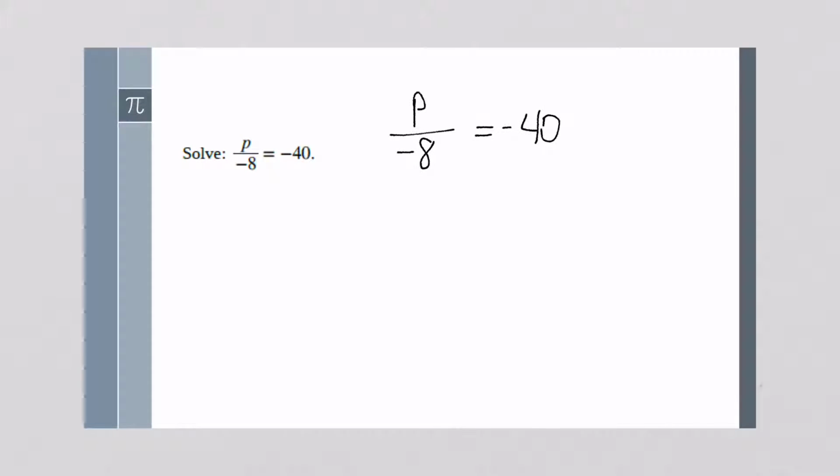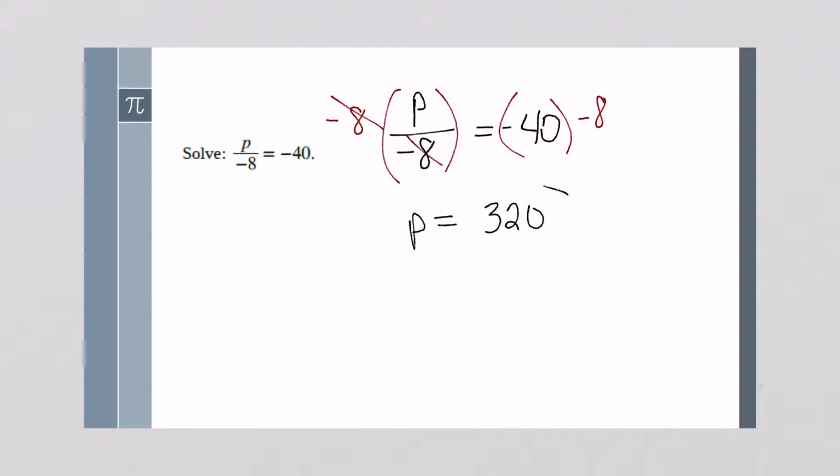Okay, on this one, we look and ask ourselves what's happening to the variable. P divided by negative 8 is negative 40. So it's being divided by negative 8. So you want to multiply to undo that process by negative 8. So on the left, those negative 8's cancel each other. You're left with P is equal to, what is negative 40 times negative 8? It's going to be a positive 320.